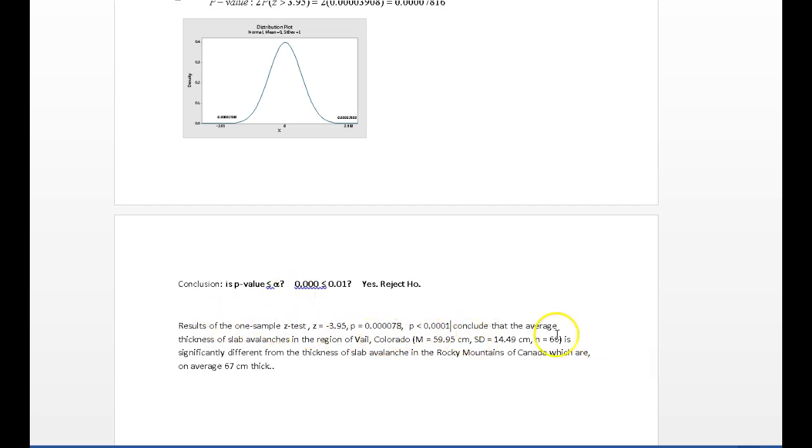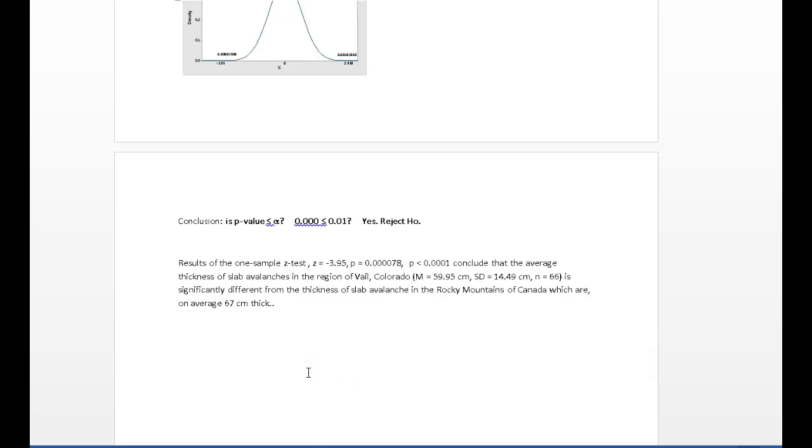All right, results of my test conclude that the average thickness of slab avalanches in the region of Vail, Colorado, and I give my reader some summary statistics from my sample, is significantly different from the thickness of slab avalanches in the Rocky Mountains of Canada, which are on average 67 centimeters thick. So ultimately, what am I deciding? My avalanches in Colorado are different from the thickness in Canada.